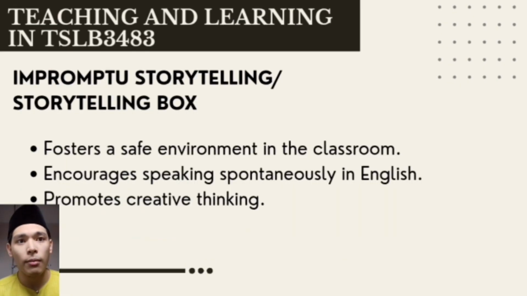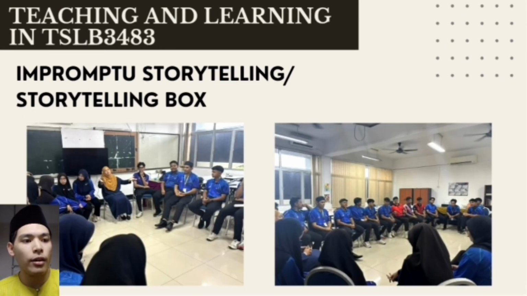And next up, we also conducted an impromptu storytelling or storytelling box. From this activity, we were able to foster a safe environment in the classroom, which means that all of us feel comfortable and safe enough to make mistakes, because everyone allowed each other to have the opportunity to improve and to practice our speaking skills. Everyone encouraged each other to speak spontaneously in English, and from this we also had to think creatively on how we had to form these sentences in English and then create a coherent plot using English. And these are the photos showing the activity that we conducted.